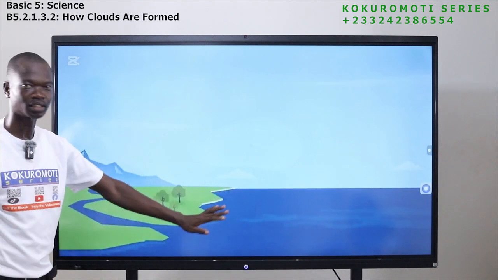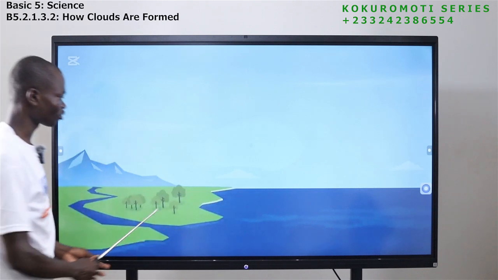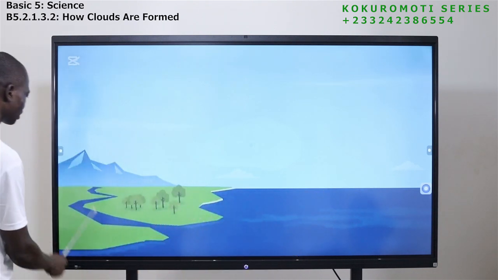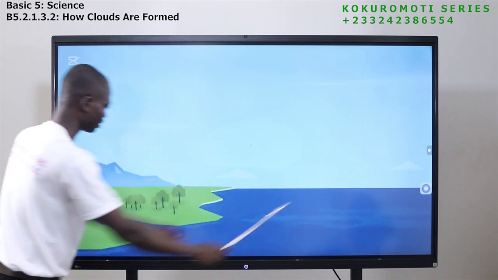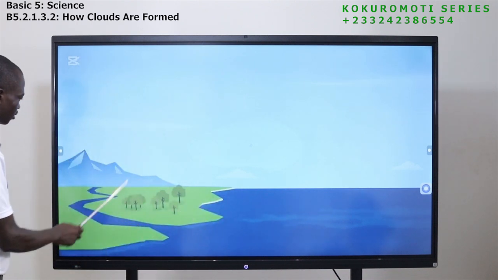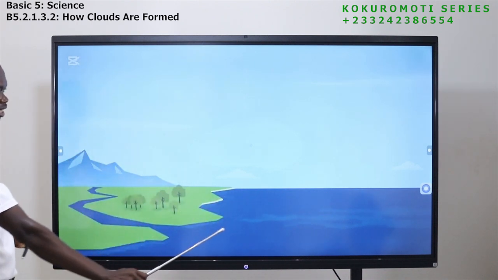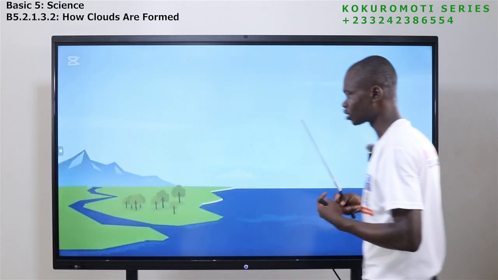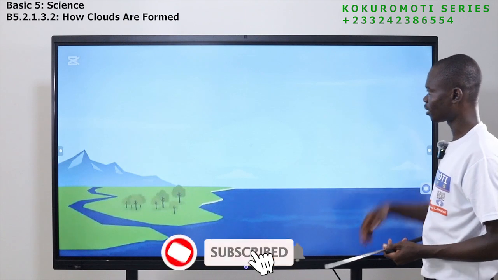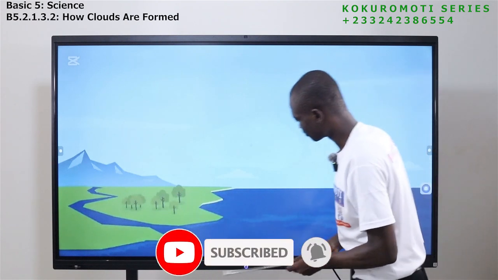This is the earth. We have water bodies here. We have land. Water body is here. So let's take this as the sea. We have land here. The plants are here. Rocks are also here. So this is land. How does water go up? How does water change into vapor and go up? Let's look at it.